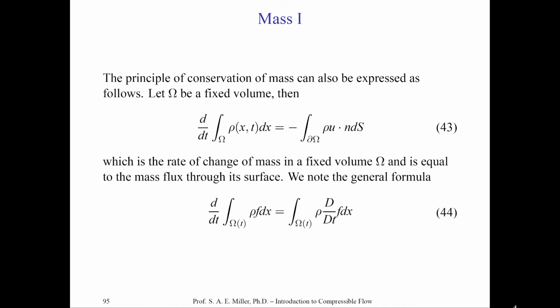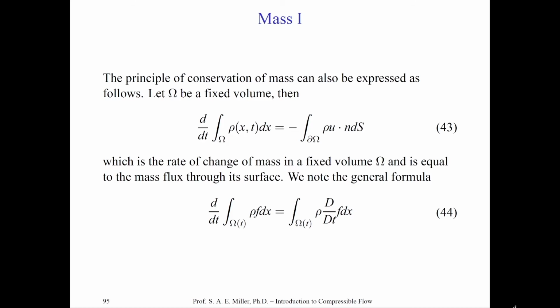And this makes sense because if we have a fluid parcel, like a little box, and mass is leaving it, then of course the mass inside the box is changing. But we do not track mass, we track density. And that's why 43 is a density equation for the field variable density, of course. This can be written and interpreted as: the rate of change of mass in a fixed volume omega is equal to the mass flux through its surfaces, which is the interpretation of 43 in words.